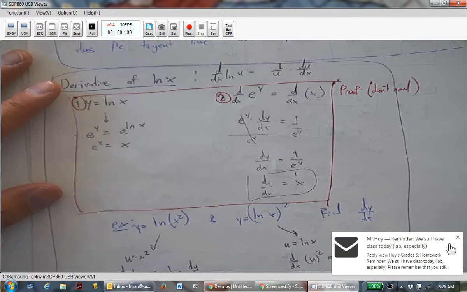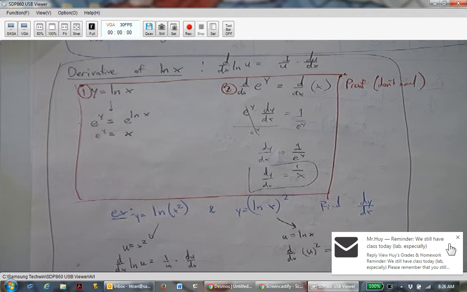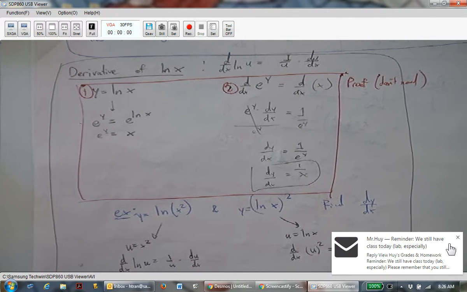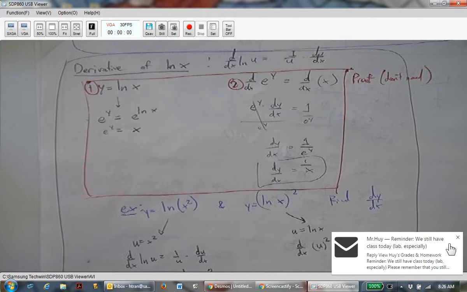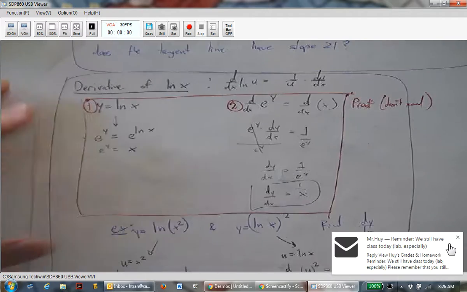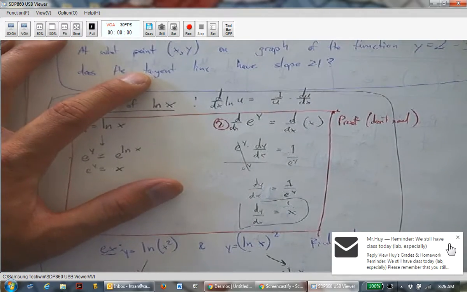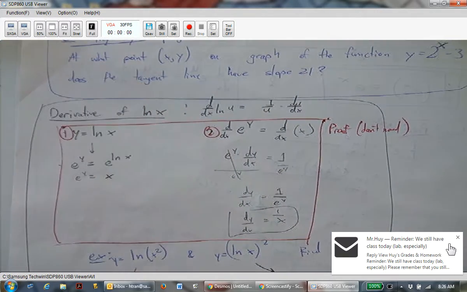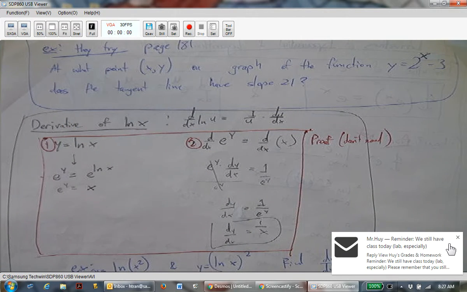All right, try to get to work on this one. At what point xy on the graph of the function y is equal to 2 to the x minus 3 does the tangent line have a slope of 21? So what does tangent mean? Does anybody remember what tangent means in this? When I say the tangent line has a slope of 21.